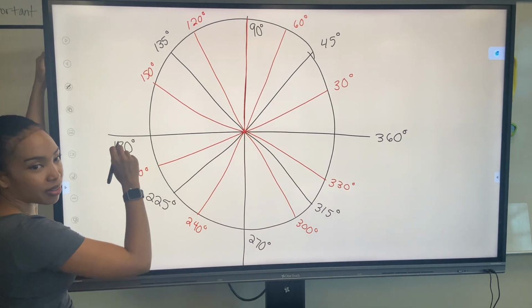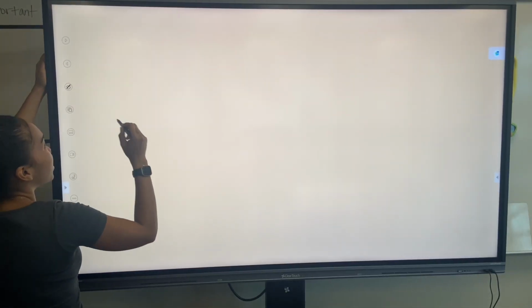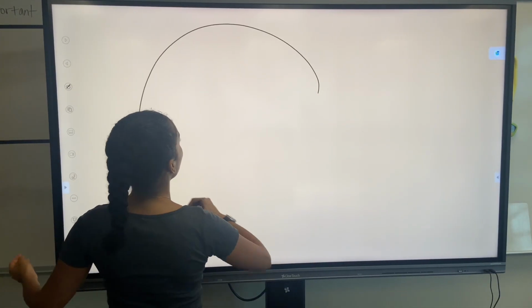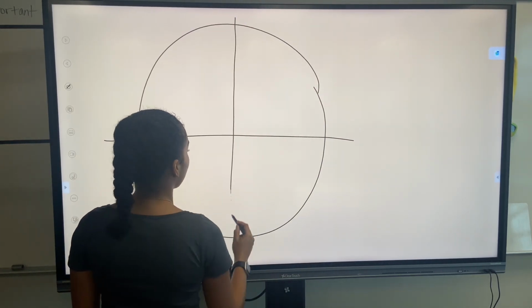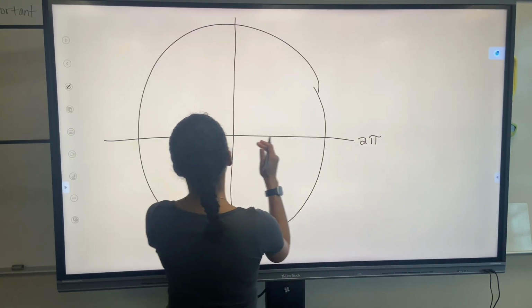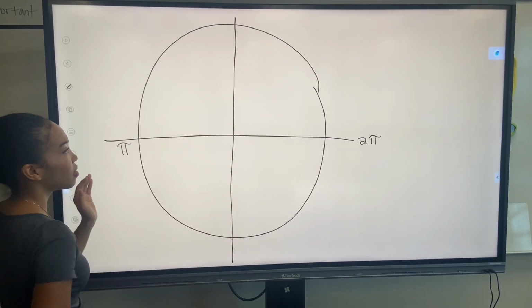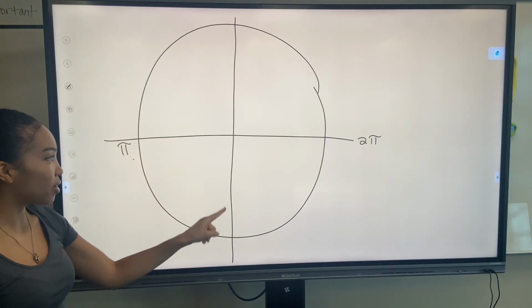Y'all have this? Can I erase it? Or I'll just go on the next slide. Okay, so now we're gonna do radians. So we have a full circle. And what did we say a full circle was for radians? 2 pi. And then half of that is just pi. So halfway around the circle is pi. All the way around is 2 pi.